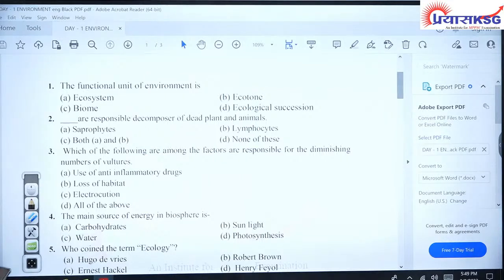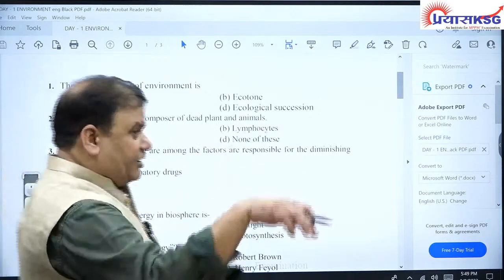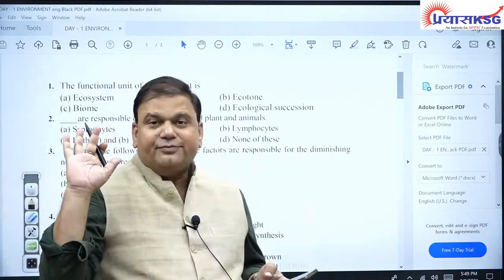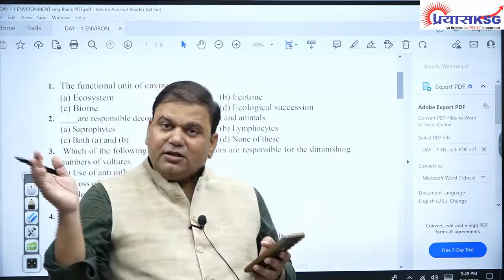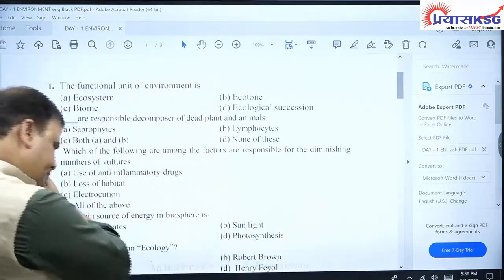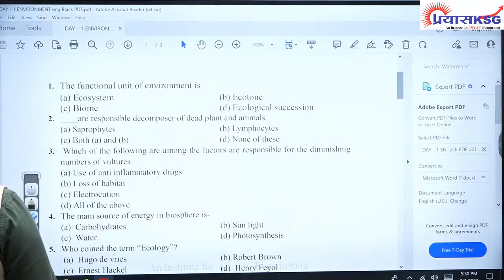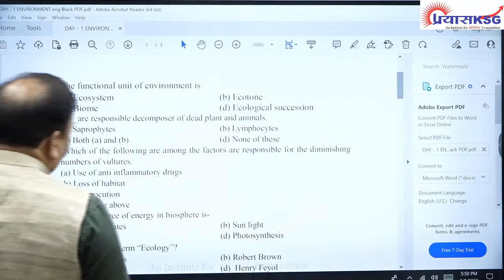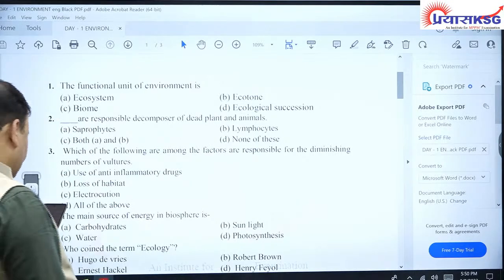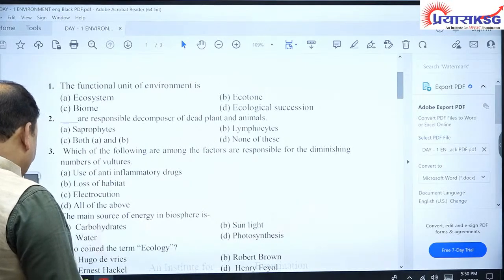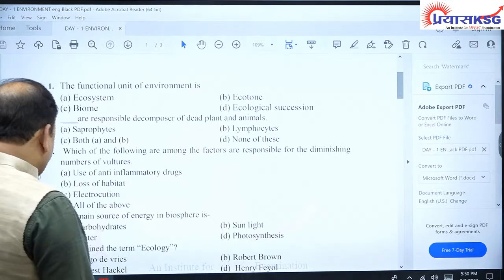But look, if they ask which one is the main factor, then diclofenac. Which one is the main factor? Then diclofenac. Clear? So in this case all. The main source of energy in biosphere is what? Sunlight. Because sunlight is the main source of energy, because sunlight is utilized for photosynthesis.